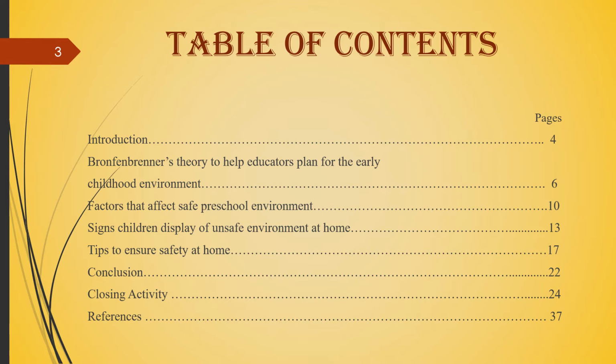The table of contents will be the introduction, Bronfenbrenner's theory to help educators plan for the early childhood environment, factors that affect safe preschool environment, signs children display of unsafe environment at home, tips to ensure safety at home, conclusion, closing activity, and references.